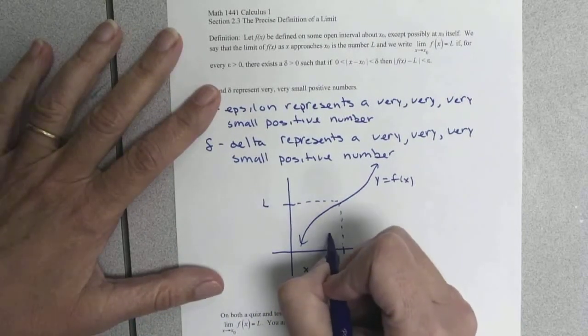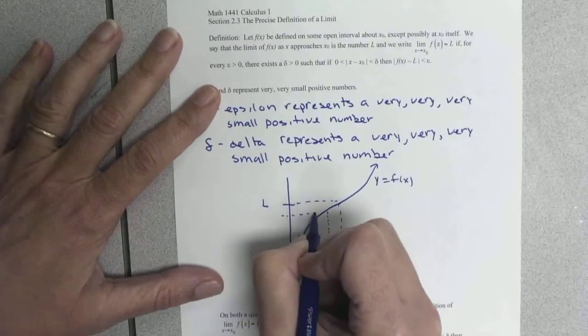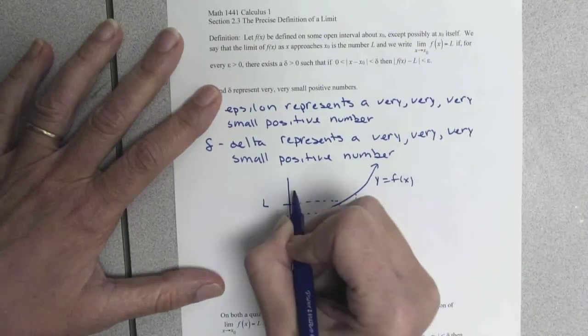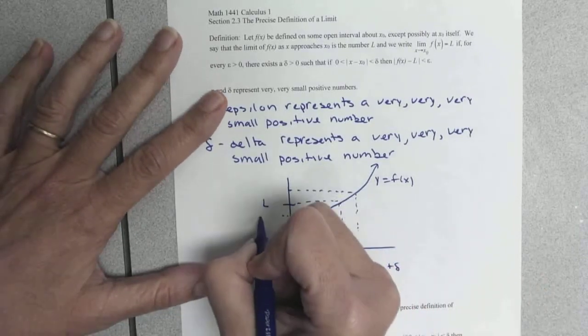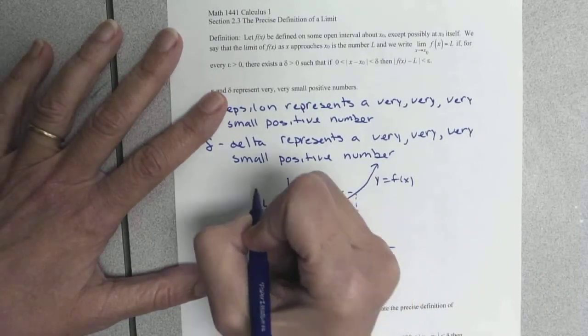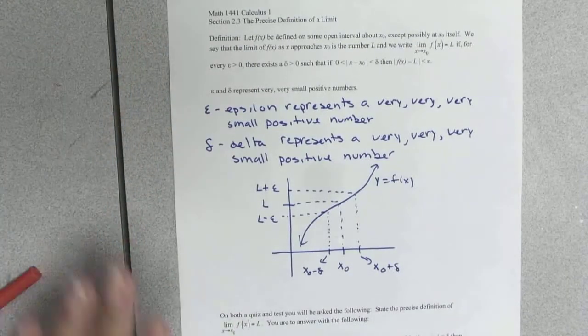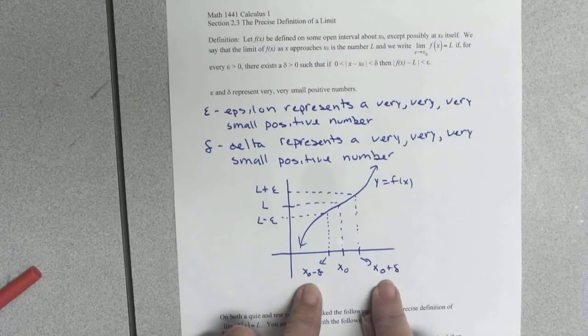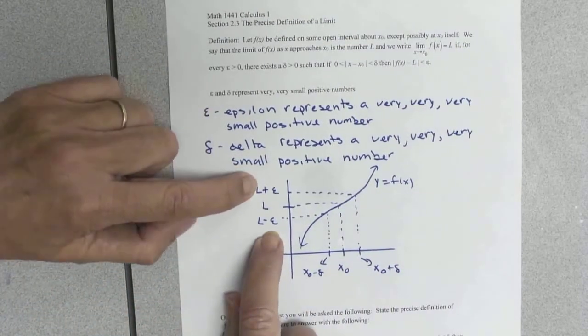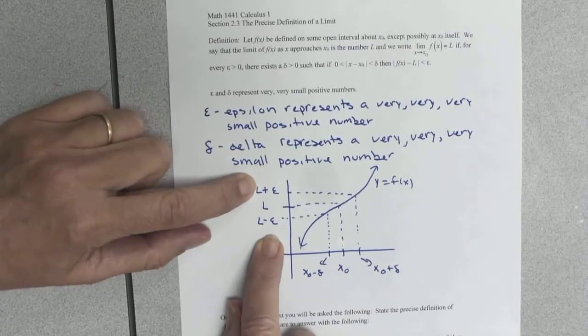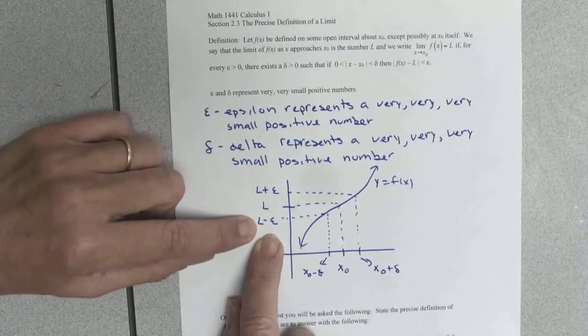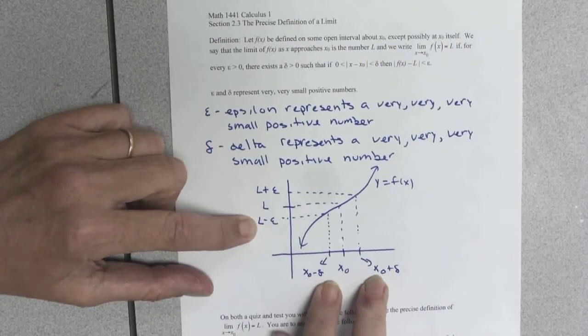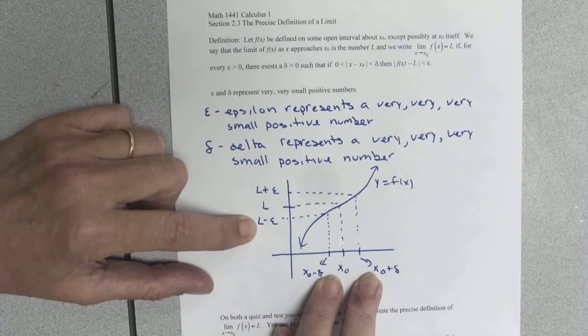And epsilon is the corresponding distance on either side of L. So that'd be L minus epsilon, and that'd be L plus epsilon. So that's what we've got going on graphically. Now, what this statement is saying is the limit exists: anytime you tell me I want to be within epsilon distance, I want to be within 1 atom's width of L, I will always be able to find a corresponding distance around x naught to make it happen.